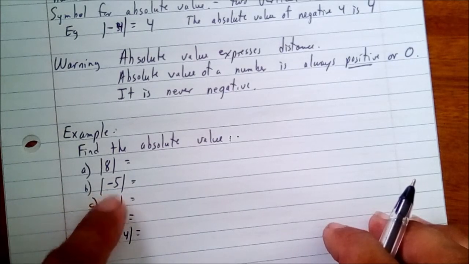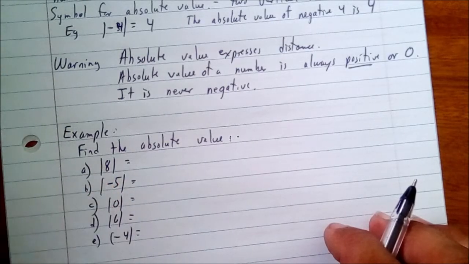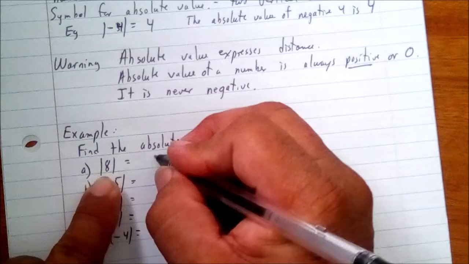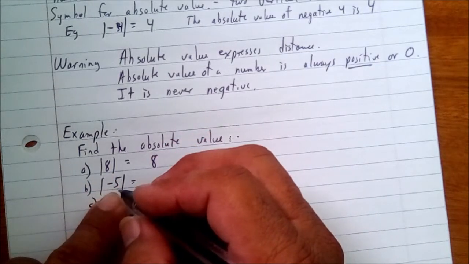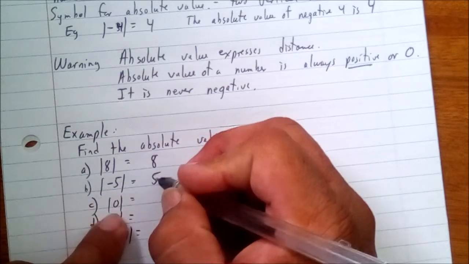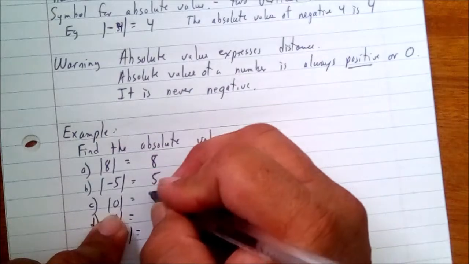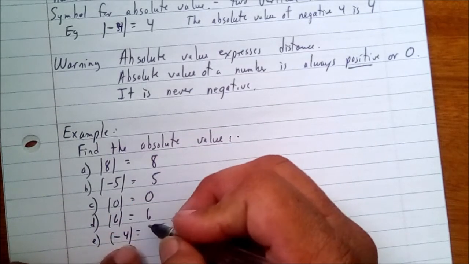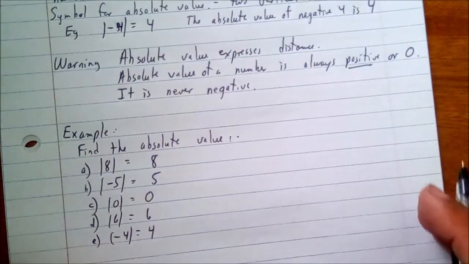From here we can see that the absolute value of a number is the distance between 0 and the number on the number line. On the number line, the distance between -5 and 0 is 5. The distance between 0 and 0 must be 0, the distance between +6 and 0 is 6, and the distance between -4 and 0 is 4. That's all for absolute values.